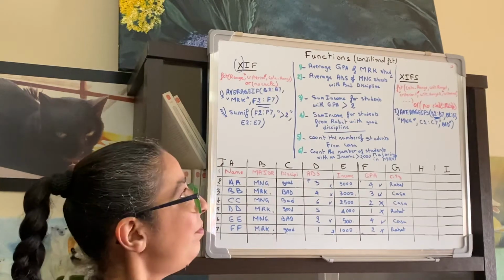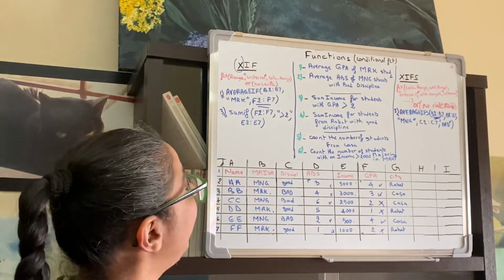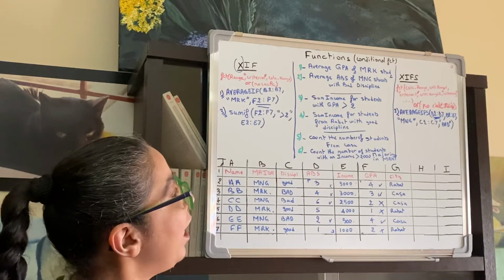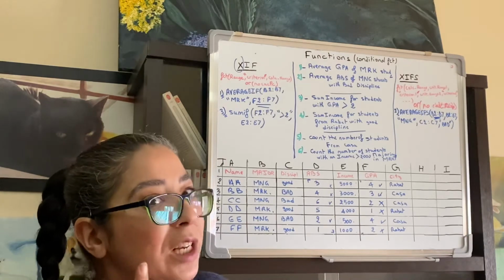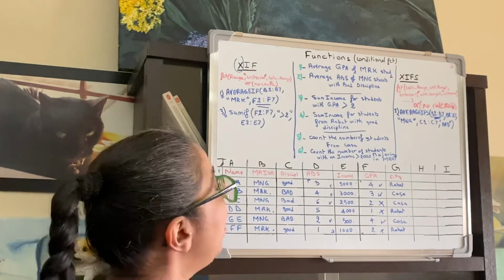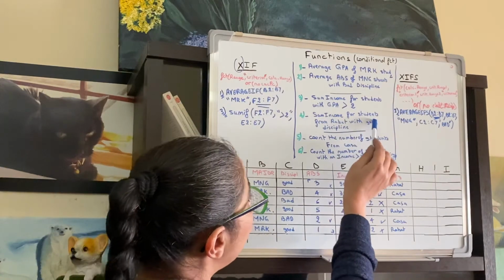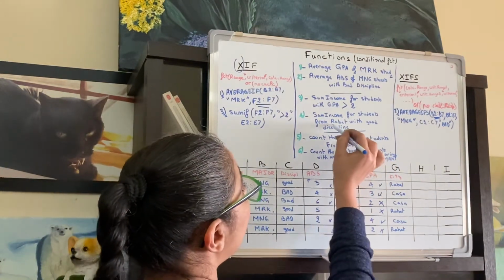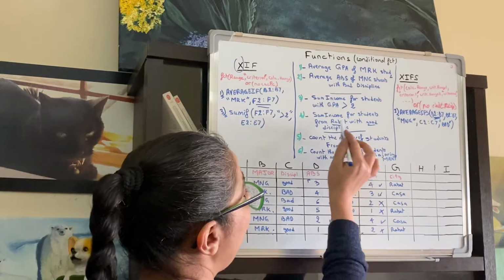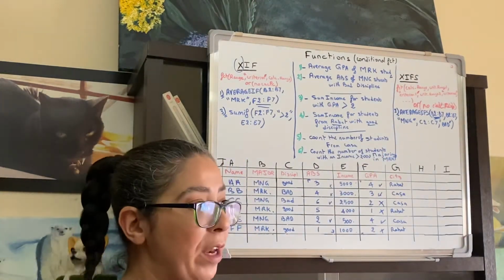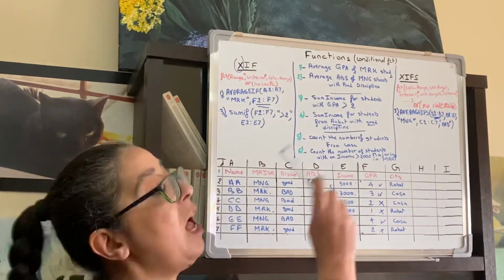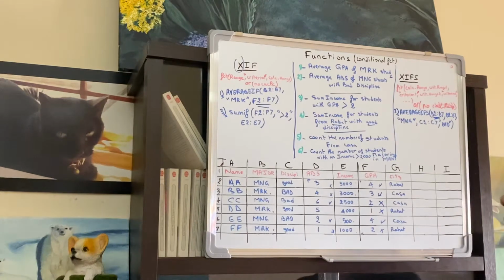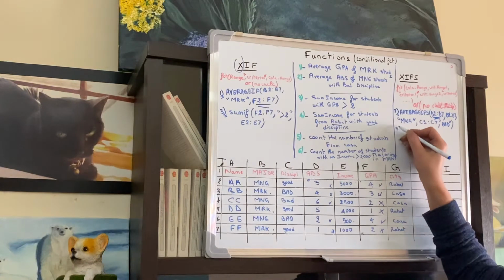Okay? Now I'm going to move to the fourth one. In the fourth one, they're asking me to sum the income, but is it according to one condition or more than one? So sum income for students from Rabat with a good discipline. So here I have 2 criteria, not one. So 2, it means plural, I need the S. So if I need the S, I'm going to the other side. Okay? So it's going to be sum ifs. 3 sum ifs.